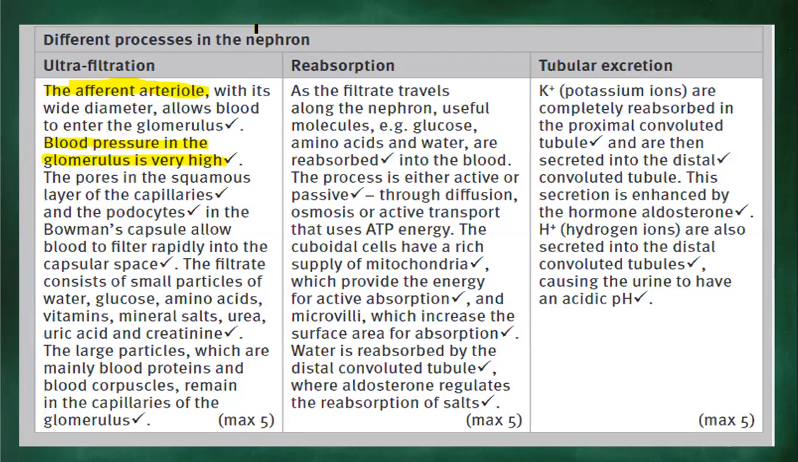Oh, there's someone in the chat: this separates waste from blood proteins and corpuscles. Okay, I get that. That is correct, but explain to me why. Yes, because of that separation, when it filters, there are pores in a very thin squamous layer. No, the blood pressure. The reason for this high blood pressure, guys, is because of the afferent arteriole and efferent arteriole.